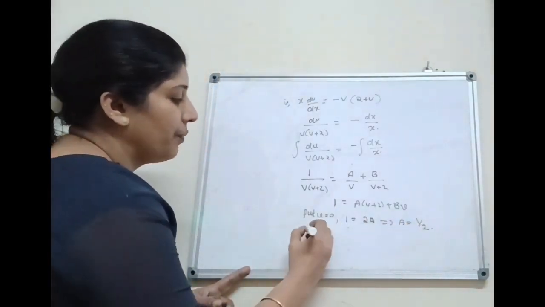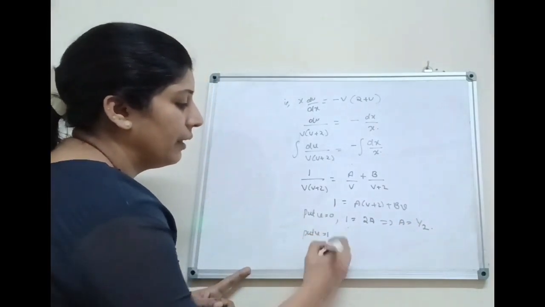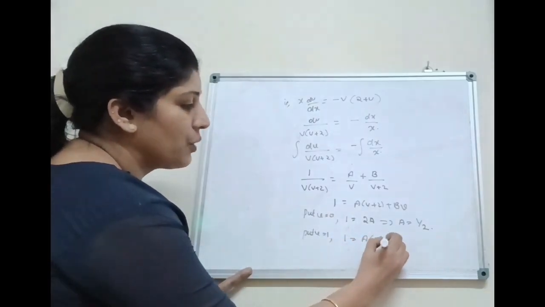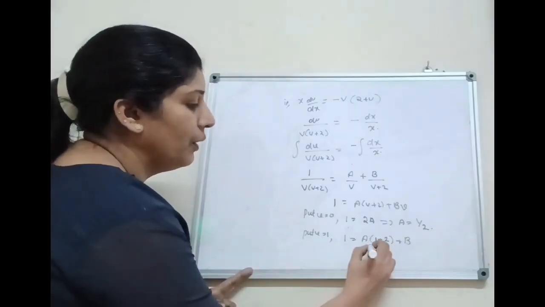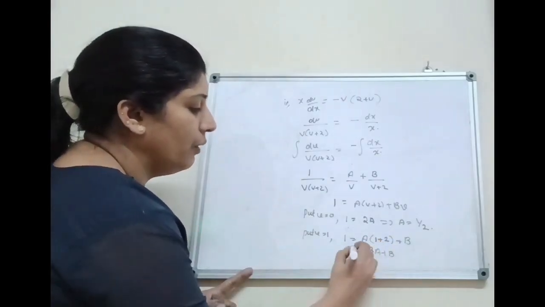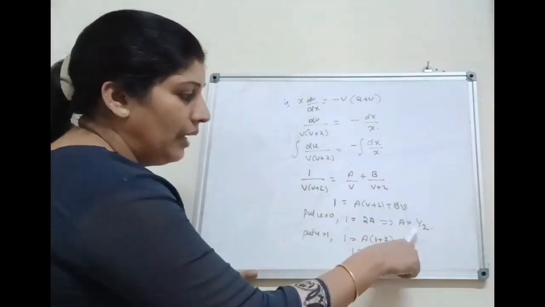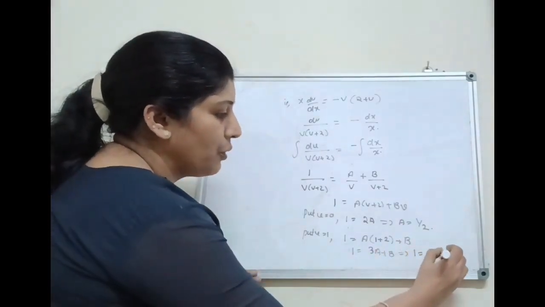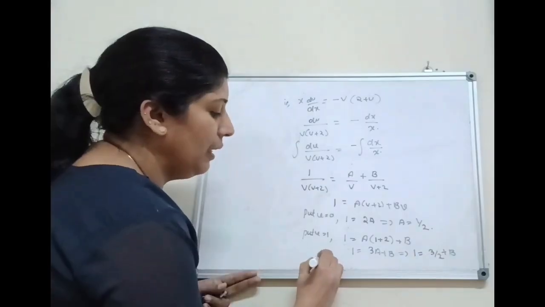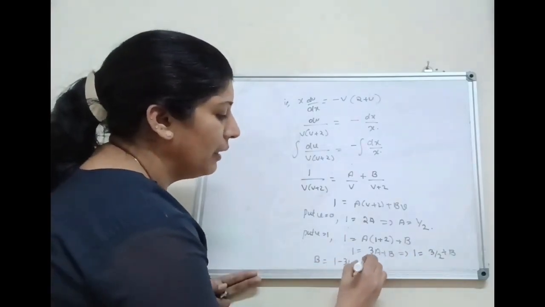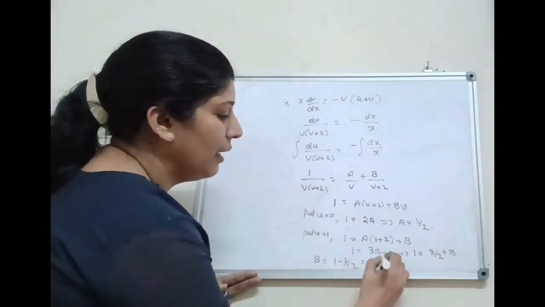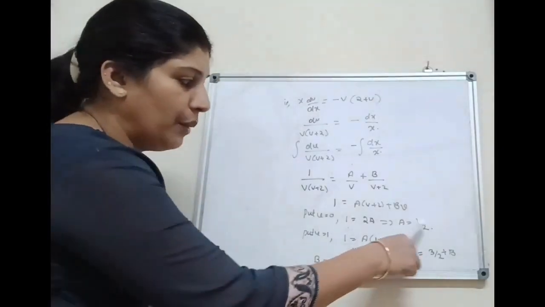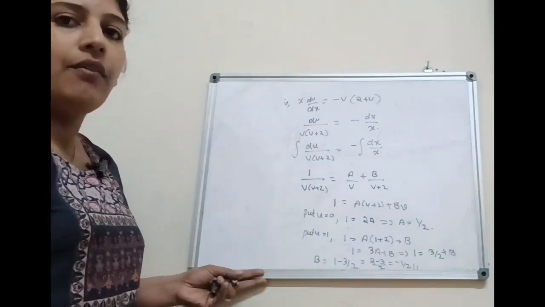Then next, put v equal to 1. Therefore, this will be 1 equal to a into 1 plus 2 plus b. That's equal to 3a plus b equal to 1. Here a equal to 1 by 2, put a equal to 1 by 2 here. That implies 1 equal to 3 by 2 plus b. Therefore, b equal to what? 1 minus 3 by 2, that's equal to 2 minus 3 by 2, that's equal to minus 1 by 2. That is, here a equal to 1 by 2 and b equal to minus 1 by 2.